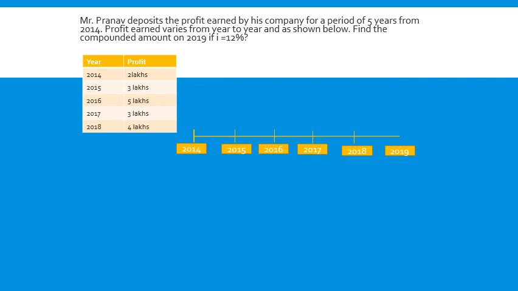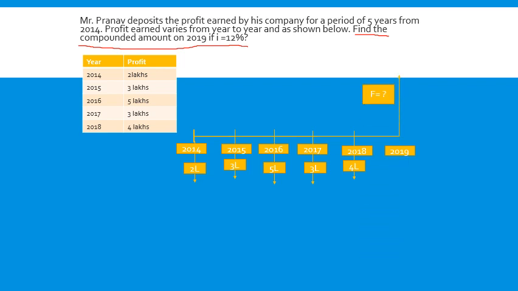First let us draw the cash flow diagram. Draw the timeline from 2014 till 2019 and the cash flows in each year. And what is the question asked? Find the compounded amount on 2019. That means compounded amount is nothing but F. F is equal to what? This is the cash flow diagram.